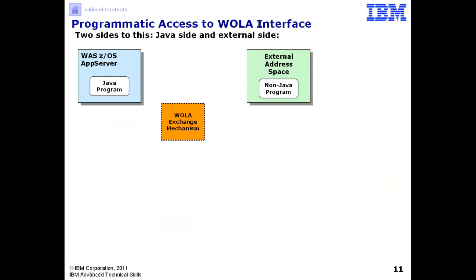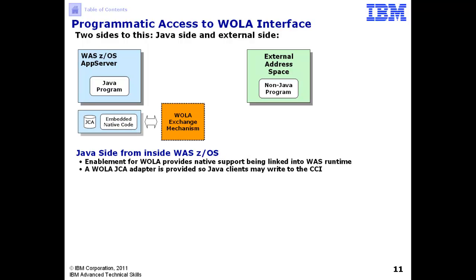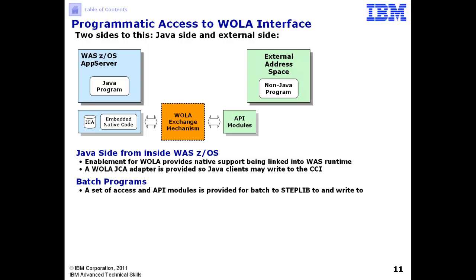Let's now explore the programming access to WOLA. There are two sides to consider, the WebSphere Application Server Java side and the external address space non-Java side. Between those two is the WOLA exchange mechanism. From the WASI side, there are two components, a set of low-level functionality that provides the bridge from Java down to native execution, and a higher-level JCA adapter that implements the common client interface. For batch programs, access to WOLA is provided through a set of native API modules.